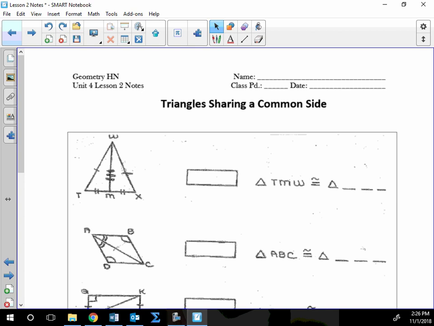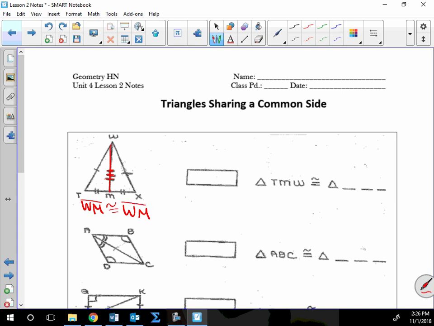So for this first one here, they've gone ahead and drawn it in, but we can see that these two triangles share this. So this is going to be congruent to itself, right? It's the same length for the left triangle as it is for the right triangle. What is that property that lets me say that segment WM is congruent to side WM? Reflexive. And you'll find that we use reflexive quite a bit in our proofs for this unit.